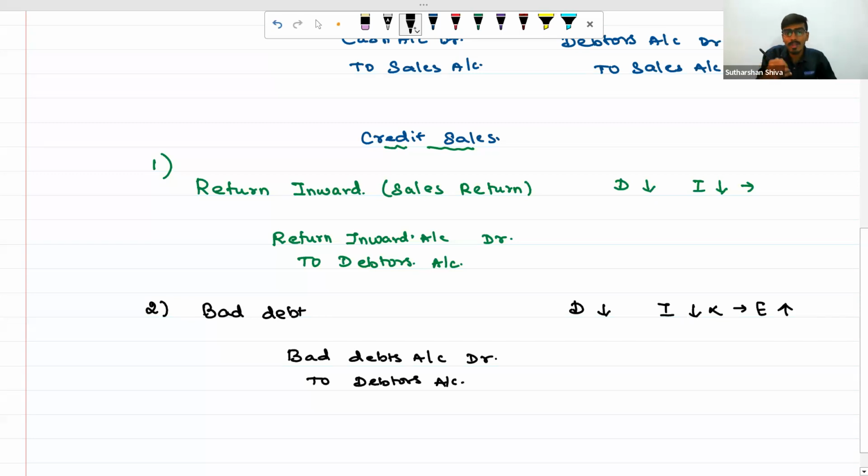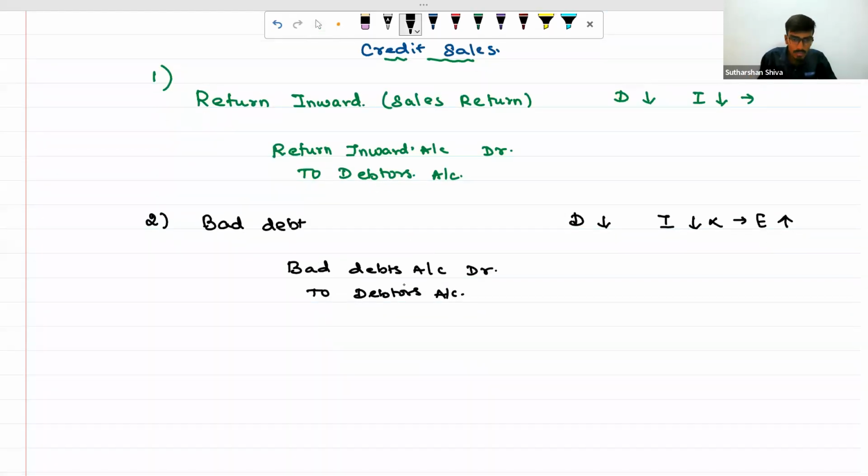The value which I need to receive, I understand that it is not going to be received further, so I need to cancel that from my books. So I will simply do it on my P&L debit side, instead of that writing off of my bad debts.